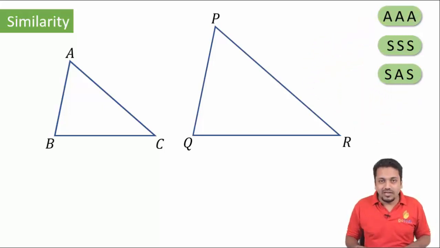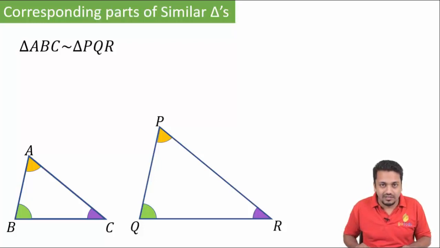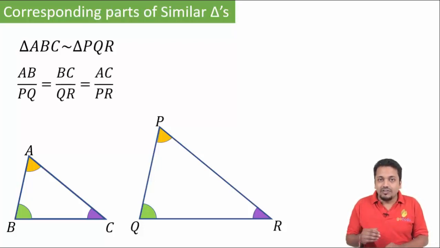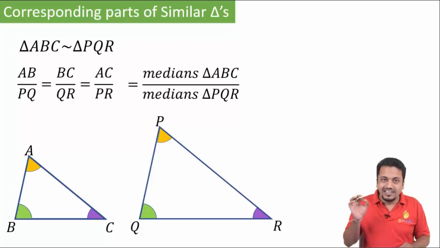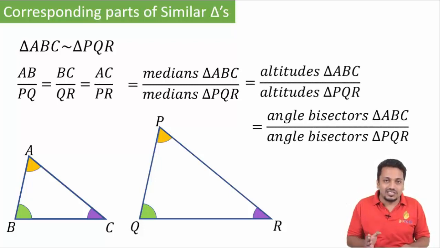One more thing about similar triangles. Keep in mind that corresponding parts are proportional. So if these two are similar triangles, the ratio of sides will be equal. This we already know, right? And this will also be equal to the ratio of medians, ratio of altitudes, and ratio of angle bisectors as well. So just keep in mind that all the corresponding parts are proportional.